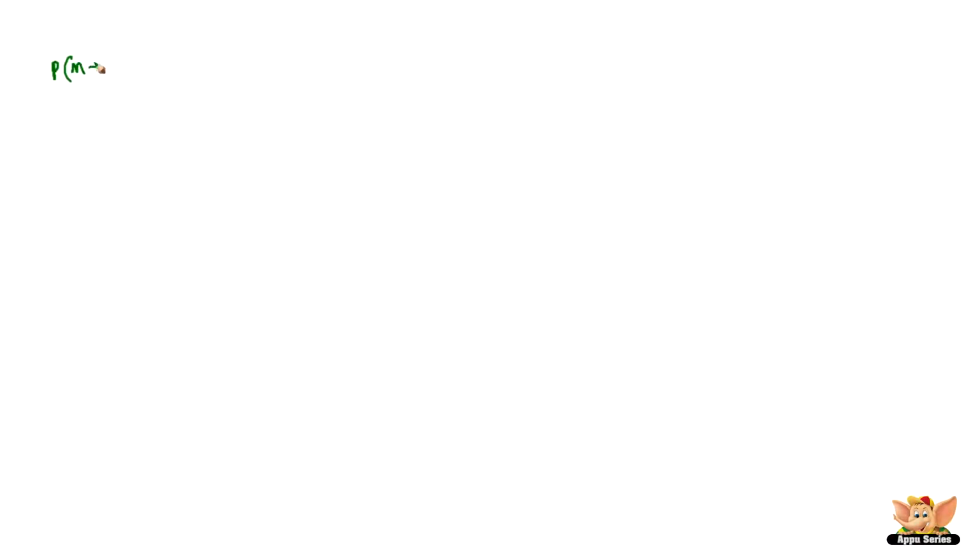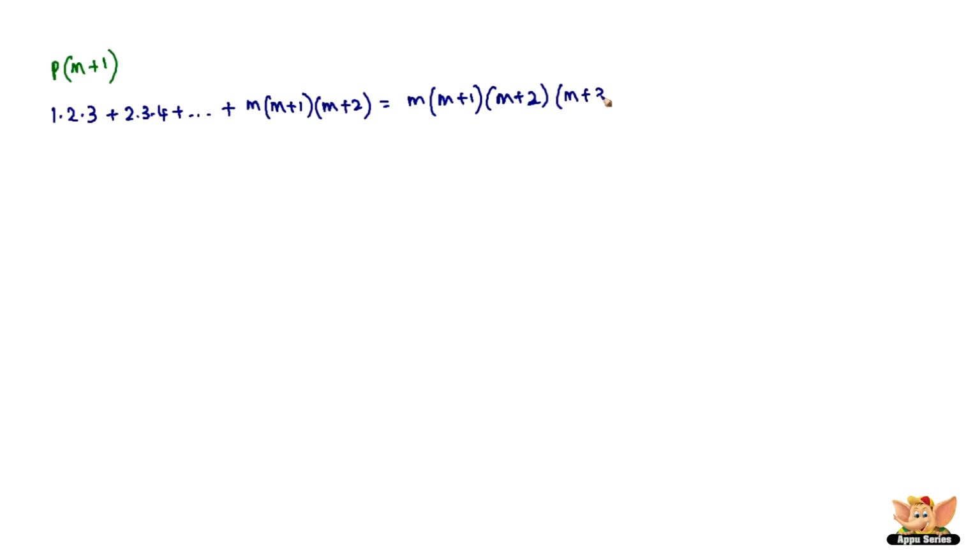Here, what we're doing is we are going to prove that P of m plus 1 is also true. All right. So what we have is, we had 1 times 2 times 3 plus 2 times 3 times 4 plus dot dot dot plus m times m plus 1 times m plus 2 equals m times m plus 1 times m plus 2 times m plus 3 divided by 4.